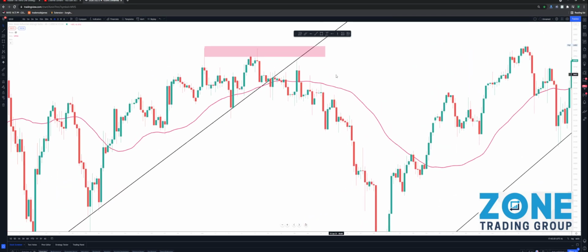It's a little bit more difficult in the moment, right? Looking back, it's a lot easier to see what's going on. But in the moment, it's not this easy. But same kind of situation here. We're falling out of the supply zone.